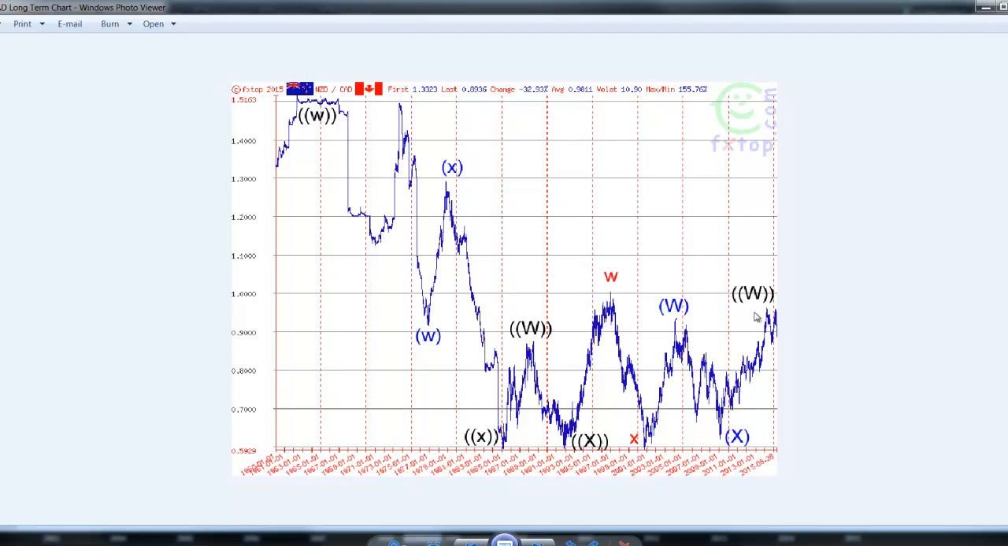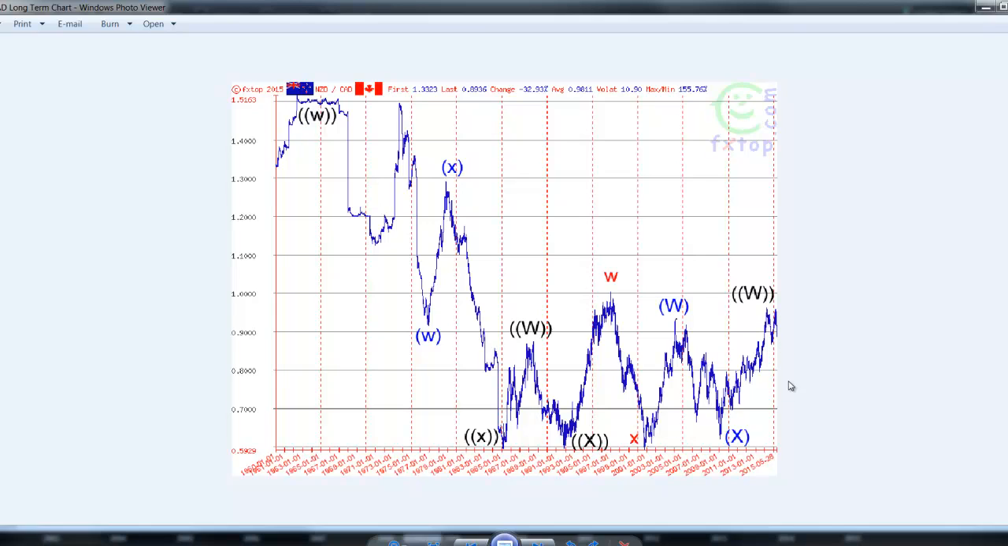So this cycle here is already complete. As we can see here, this leg is actually already the same as this leg. So this is already complete. This whole cycle from here is complete, and now we are looking for a pullback. We are looking for a pullback because this cycle is complete.